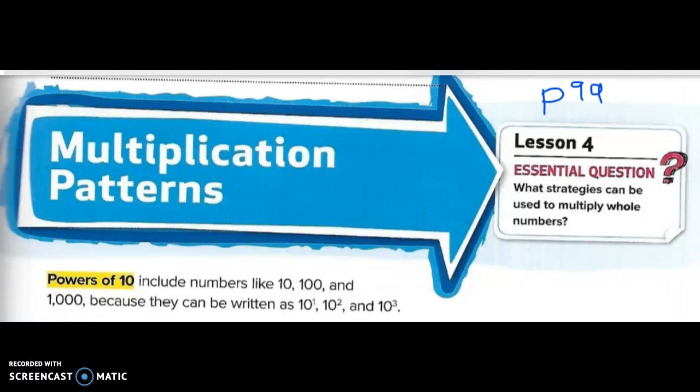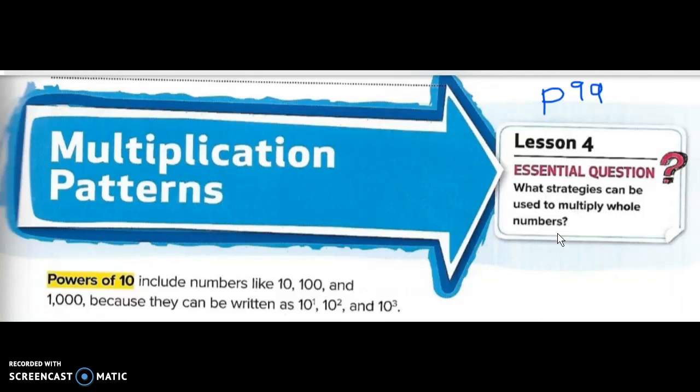Good day, grade 5s. Today we are going to have a look at multiplication patterns. Please turn to page 99. On page 99, we are going to have a look at the essential question. The essential question is, what strategies can be used to multiply whole numbers?